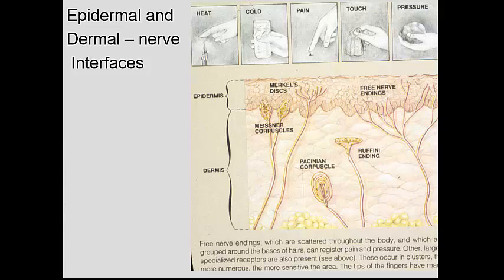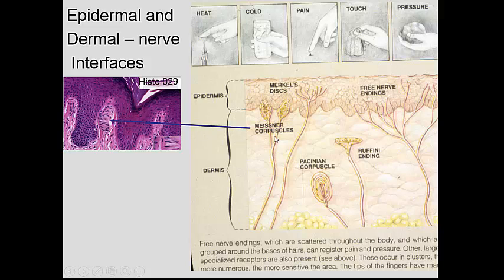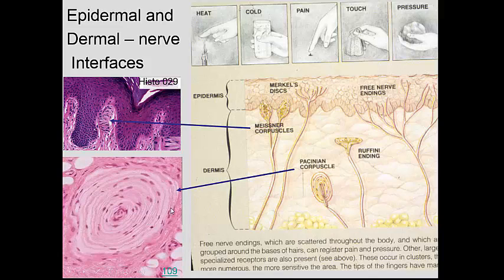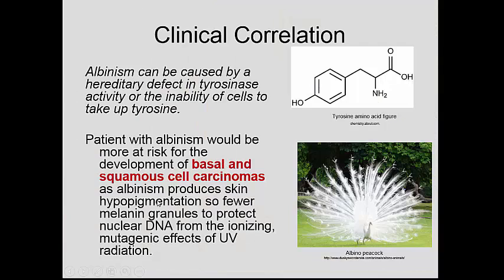Now, when you have the epidermis and the dermis together, you have the different senses. You have heat, cold, pain, touch, pressure, and there are nerve endings associated with that. We saw the Meissner's corpuscle that we saw here, which is in the dermal papillae. And then we saw the Pacinian corpuscle, which was down low, deep, more in the hypodermis.